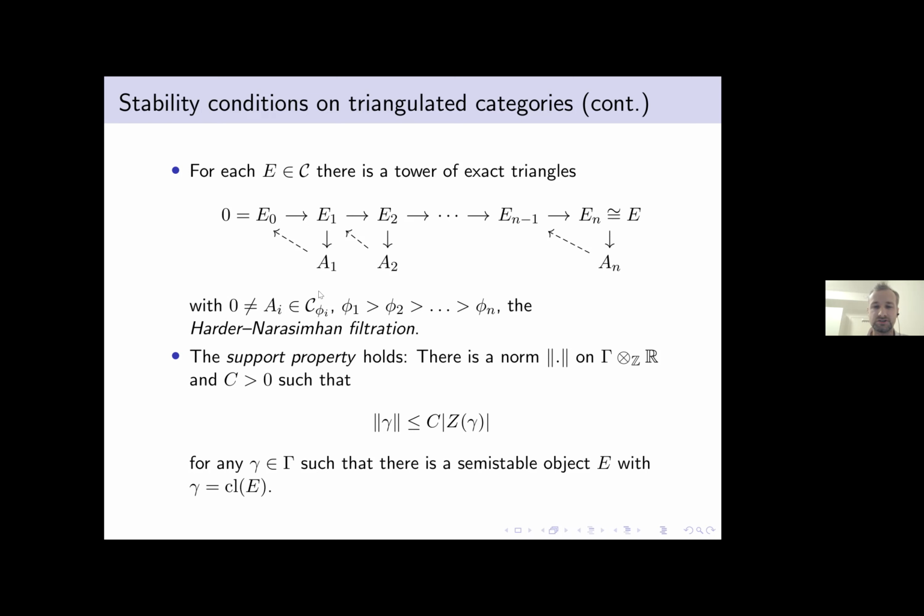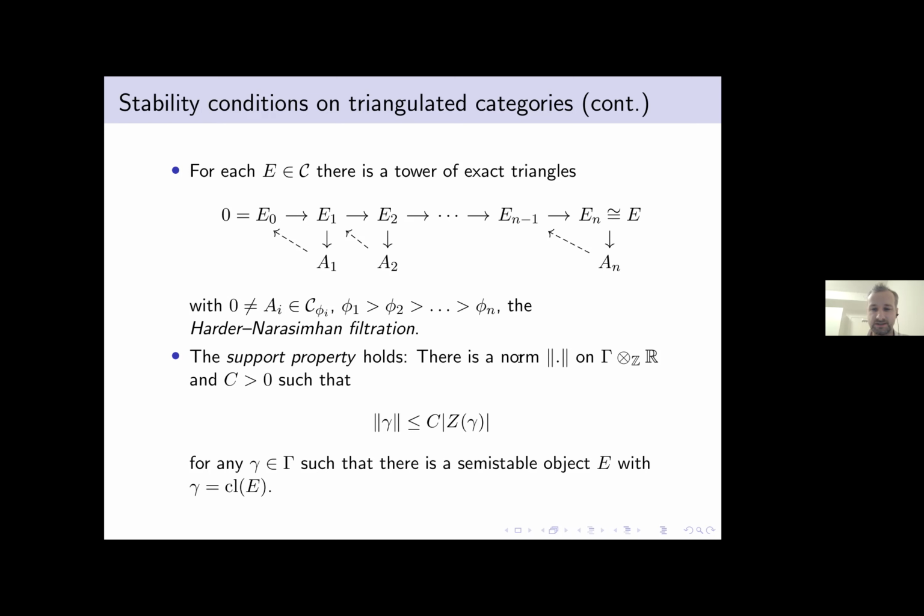So what you can actually show is whenever you have 2 towers like this of decreasing phase, they need to be the same. So there's an automatic uniqueness here. But you just need to require existence of these filtrations. Yeah, and then the last one is called the support property, which was introduced by Kontsevich-Soibelman. It's now pretty standard to also include this.